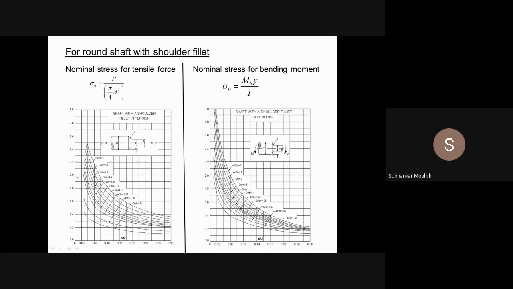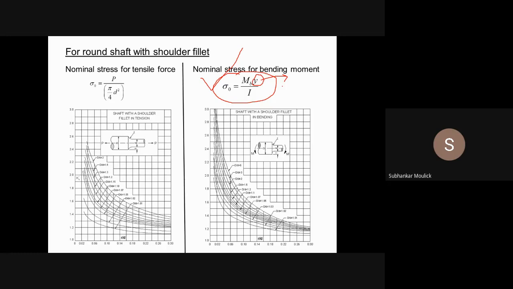A fillet is also there, and the shaft is undergoing bending moment. That means this particular diagram is correct. And for that, what is the nominal stress value? Since the shaft is subjected to bending moment, I can use the bending equation, M by I equal to sigma by Y equal to E by R. From that expression, I got the nominal stress as M_b into Y by I. And what is this Y? Will it be capital D by 2 or small d by 2 from the neutral axis?